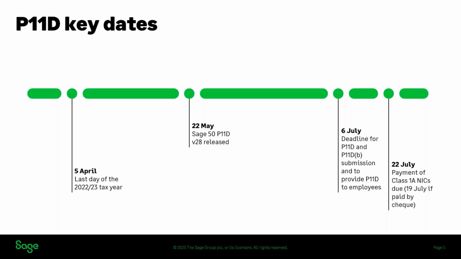And then the other July deadline is the payment deadline for your Class 1A National Insurance contributions. They need to be paid by the 22nd of July, or the 19th of July if you pay these by cheque. So we've got a bit of time before those deadlines. It's always good to get a bit of a head start and get prepared to make sure you're all ready to do this submission and get this done before those deadlines.